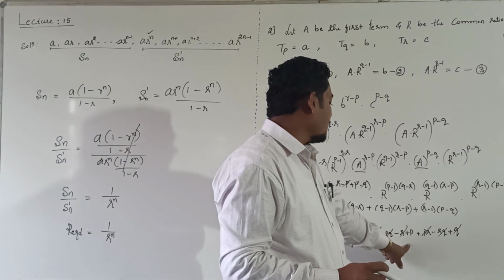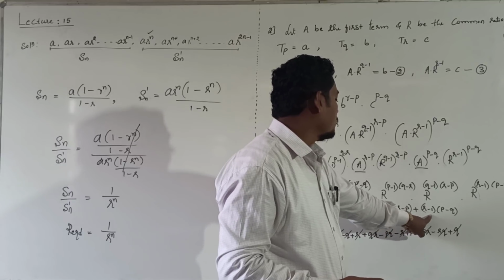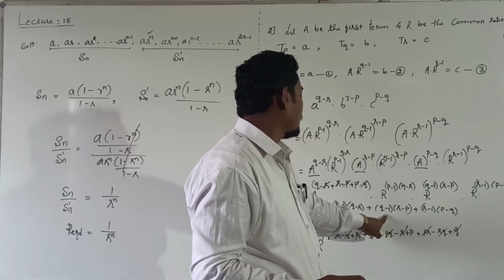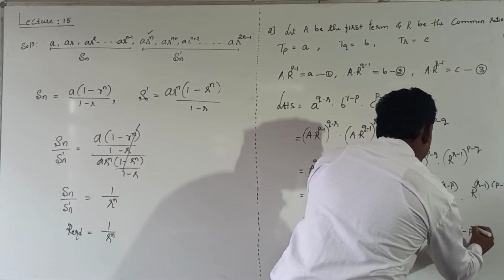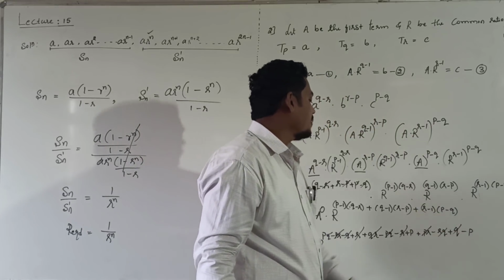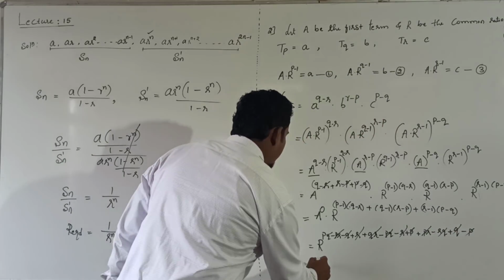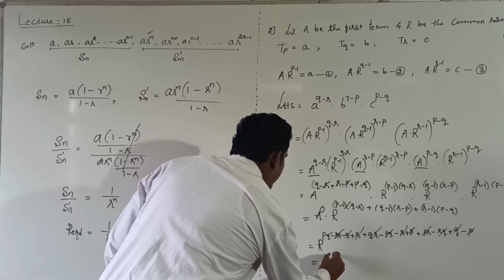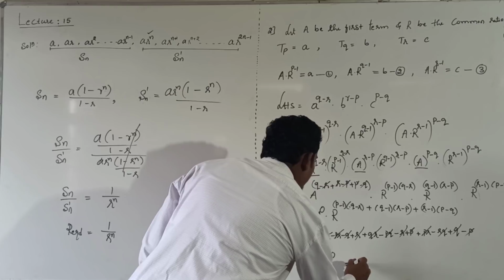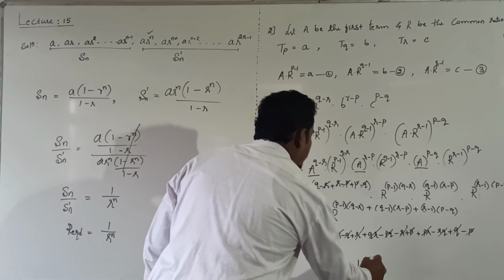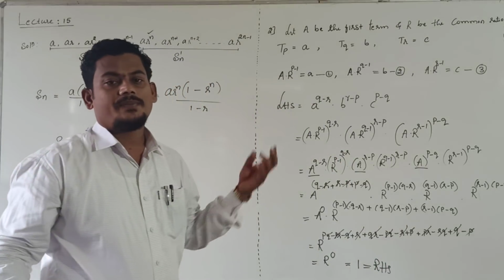All terms will get cancelled. Minus P. This is also minus P. It is plus P. Here, one more step: minus P, because minus 1 into P is minus P. Minus P plus P will get cancelled. Lastly we get capital R power 0. Any finite value to the power 0 is 1. This is our RHS. This is one of the important 5 mark questions.